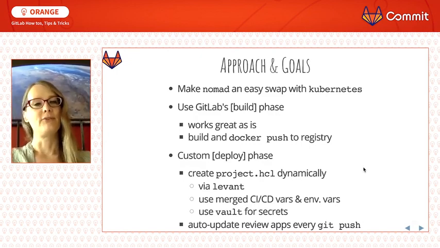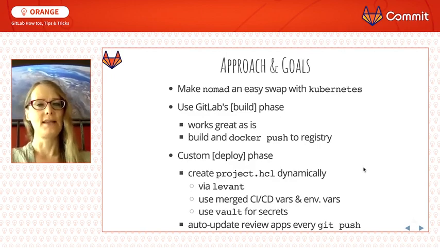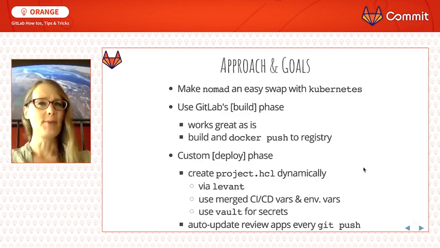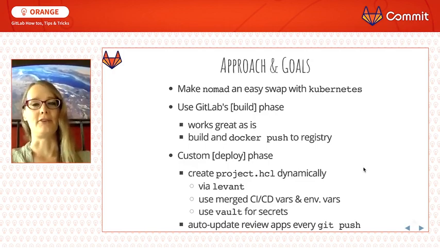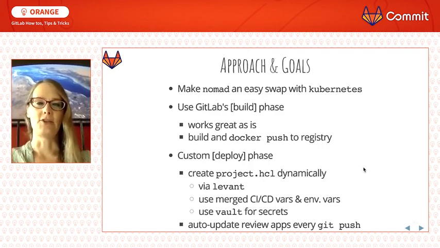And then the custom deploy phase, what we need is a project HCL file, which is kind of like a merge between YAML and JSON. And we're going to set it up dynamically, which was sort of an idea I had, instead of making a project HCL per repo, because that would be a lot if you have a lot of repos like we do, and it just gets to be a lot of boilerplate. So we're going to use something called Levant, which is a simple ability to swap out variables and do some basic if-else kind of logic.